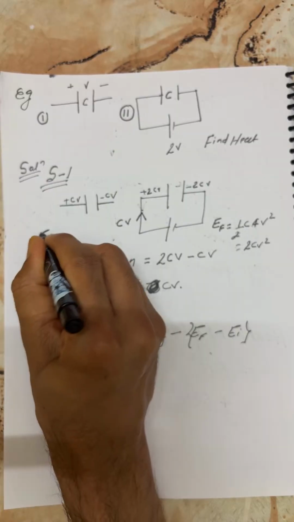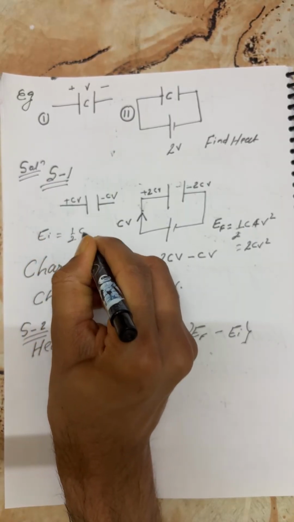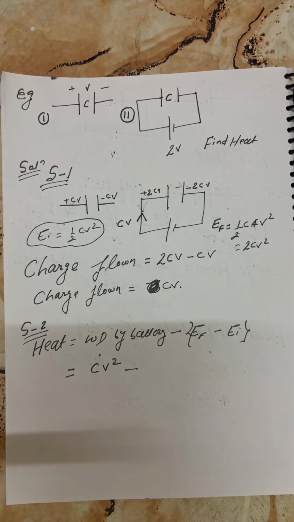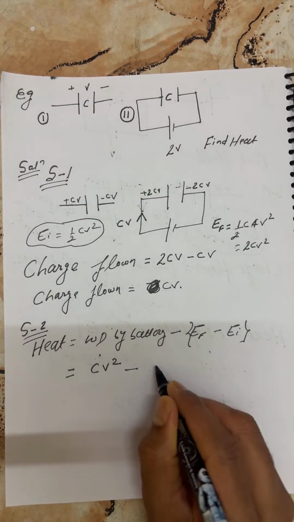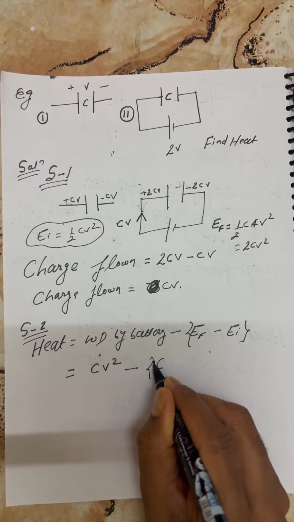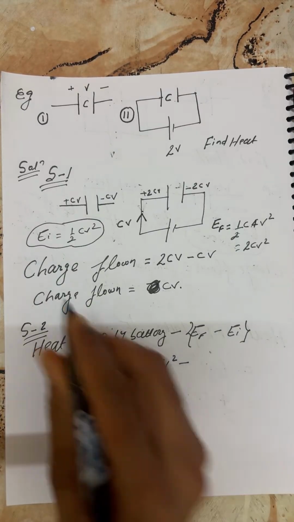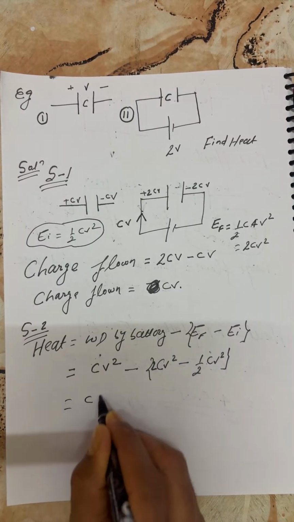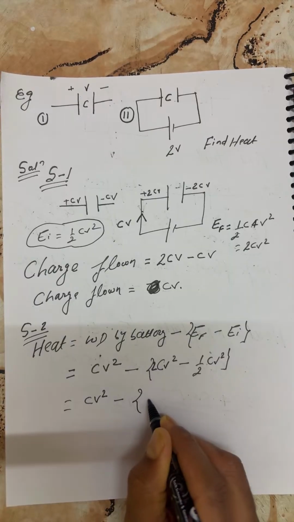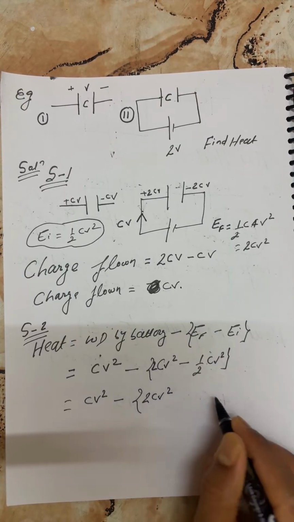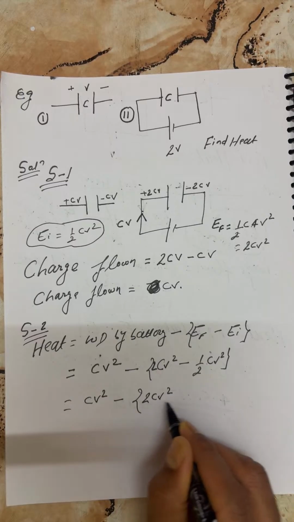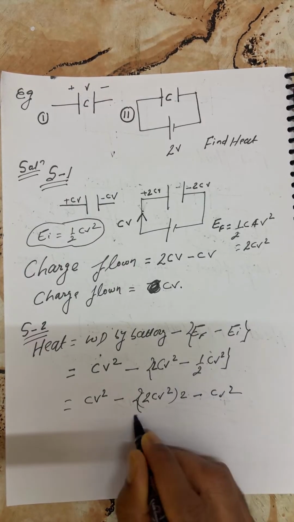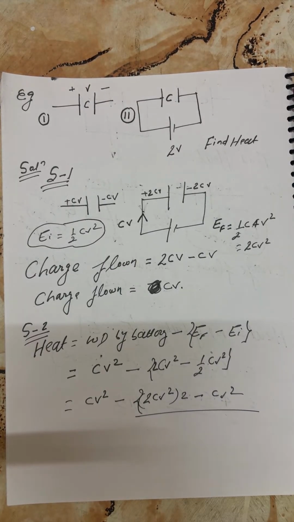Now tell me, what is energy initial here? Energy initial is equal to half CV square. Right? So energy final minus energy initial: 2 CV square minus half CV square. Take the LCM, multiply by 2, minus CV square.